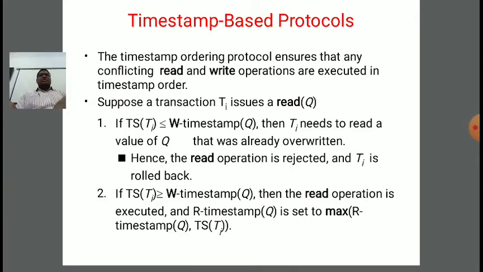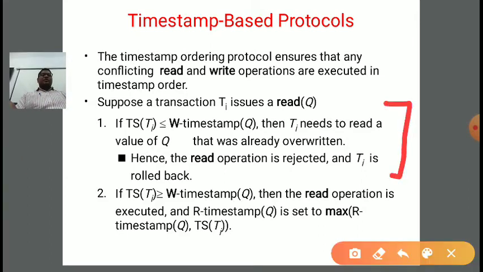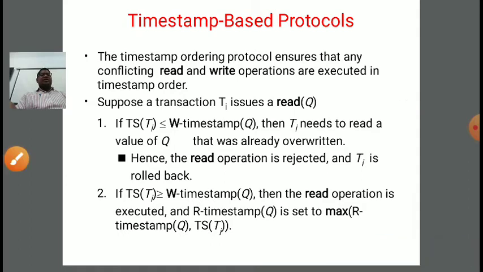So this concept is self-explanatory. Suppose the timestamp of the current transaction Ti is less than or equal to the write timestamp of Q, then Ti needs to read a value of Q that was already overwritten. So in this case what will happen? The read operation is rejected and Ti is rolled back.